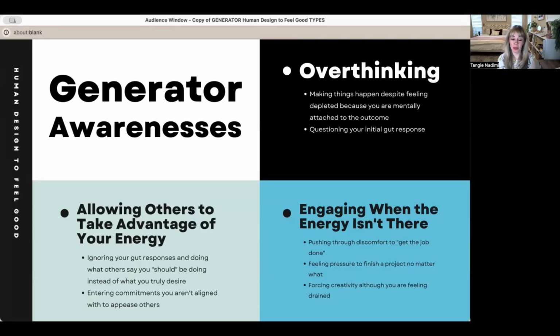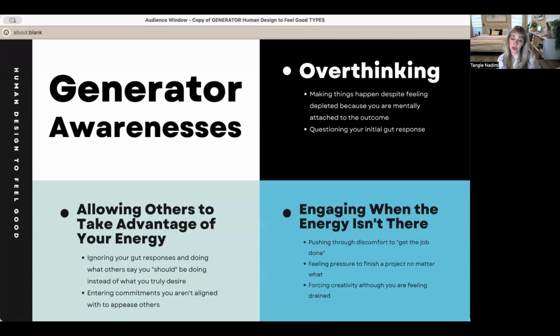Generators fall into the trap of allowing others to take advantage of their energy, or energy exploitation. This happens when a generator ignores their gut responses and does what others say they should be doing instead of what they truly desire, what brings them satisfaction or pleasure. And when generators enter into commitments that aren't aligned in order to appease others, generators are going to move into that feeling of frustration.